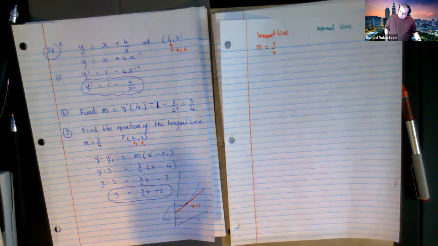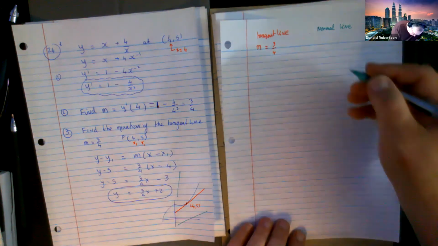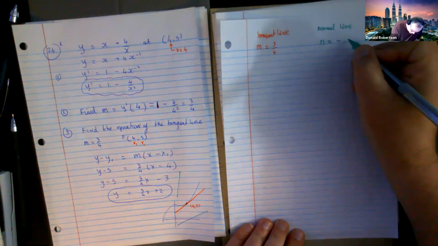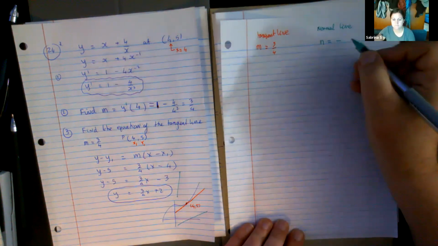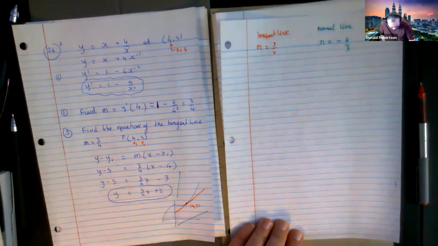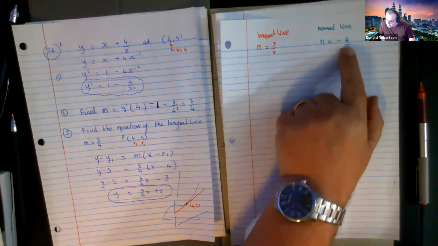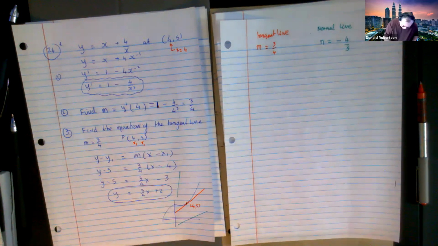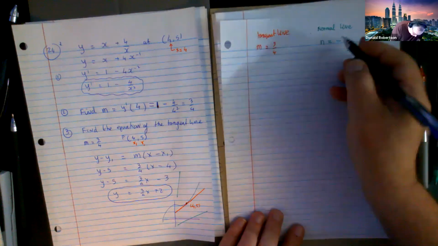One of them is negative, 3/4. Negative 4/3. So, yeah. Do you see what I mean about negative and reciprocal? Turn me upside down. Well, I know everything I need to know now to get the equation of the normal line.